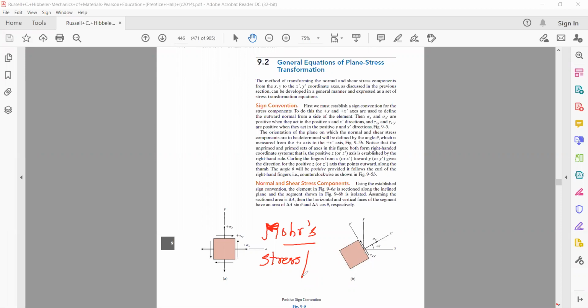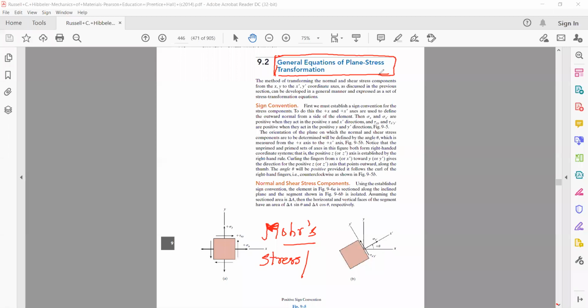But let's today start one more important concept: what is the fundamental basis of this Mohr circle? I mean to say, how does the Mohr circle work? That is what the chapter states as the general equations of plane stress transformation. Let's derive the mathematical equations such that if we substitute the given values of sigma x, sigma y, tau xy, and theta in those equations, we'll get the state of stress on a given plane.